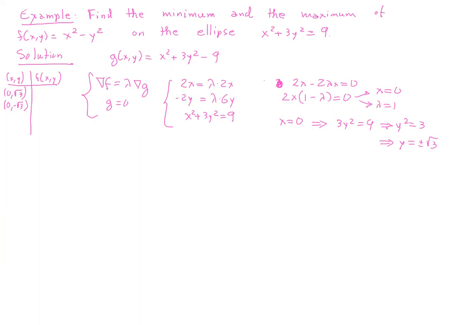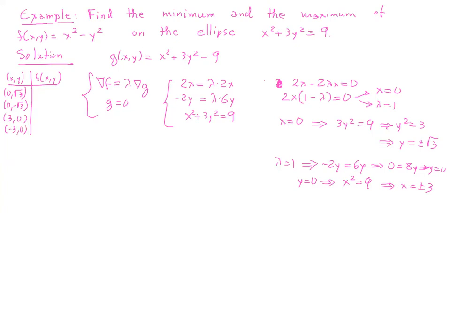The second possibility, as we said, is that lambda is equal to 1. So what do we do if lambda is equal to 1? We plug it into the second equation, and that gives us that minus 2y is equal to 6y. How can you possibly have that? Bring everything to the right-hand side, and that will give you 0 is equal to 8y, which means that y is 0. And now it's the same game. Once you know that y is 0, you plug it into the constraint, and that gives you x squared is equal to 9, which means that x is equal to plus or minus 3. And that gives you 2 more points, 3, 0, and negative 3, 0.